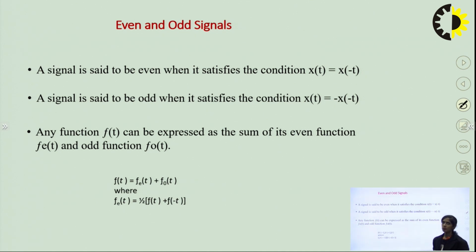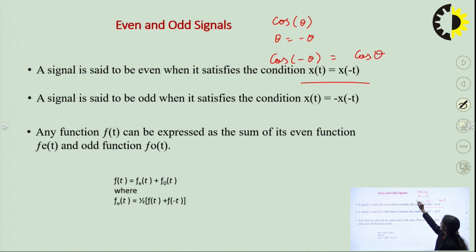The signal is said to be even when it satisfies this condition, that is x(t) equals x(-t). This is the condition which we observe if we take the example of a cosine wave, cos theta. If I take theta equal to minus theta, then cos(-theta) comes out to be cos theta. So this can be taken as the example of an even signal in which the negative sign is absorbed.